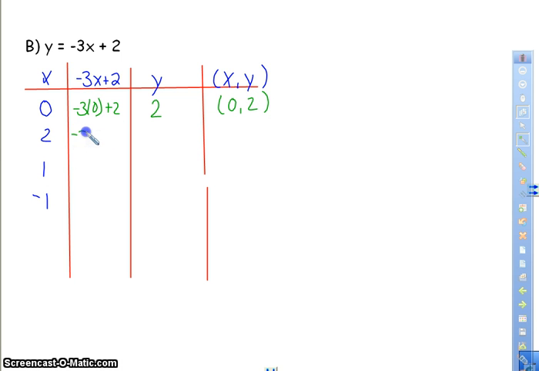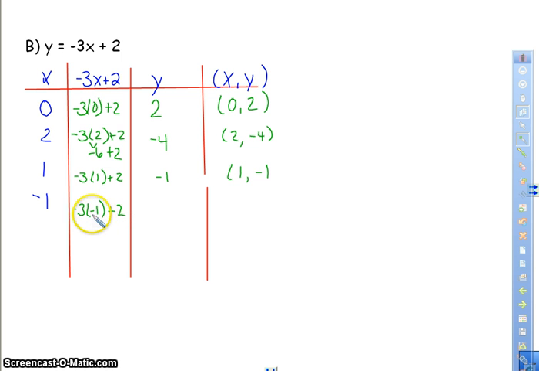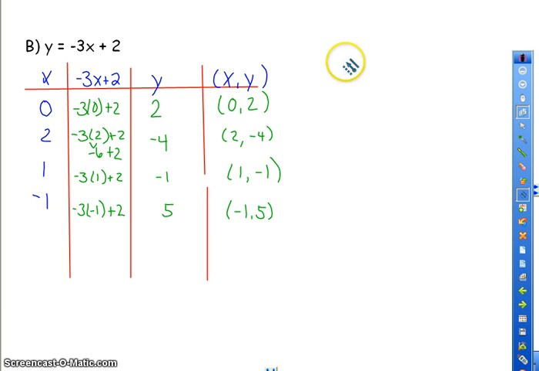For the 2, I have negative 3 times 2 plus 2. Negative 3 times 2 is negative 6. Negative 6 plus 2 is negative 4. So I have 2, negative 4. Then I have negative 3 times 1 plus 2. Negative 3 times 1 is negative 3, plus 2 is negative 1. So I have 1, negative 1. And then my last one, negative 3 times negative 1 plus 2. Negative 3 times negative 1 is 3. 3 plus 2 is 5. So I have negative 1, 5. So here are my ordered pairs, and once again, we're going to graph them.